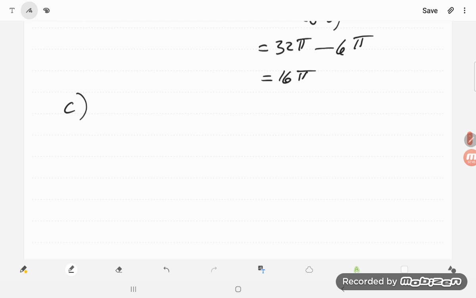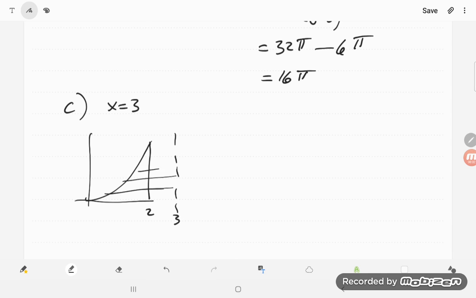They want us to revolve around the line x equals 3. So again, I want my picture. So there's 2. Now here is the line x equals 3. And so we're going to slice this way and send this around. And again, we have a washer type of thing where the outside radius is this and the inside radius is that.